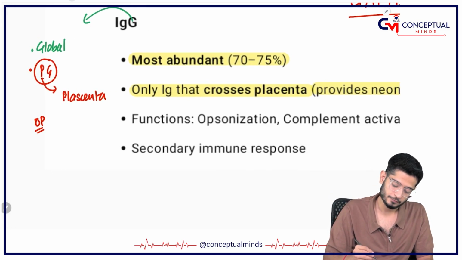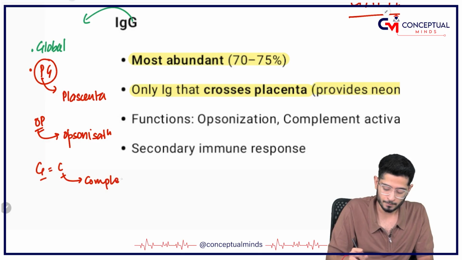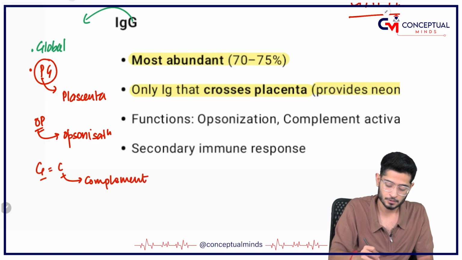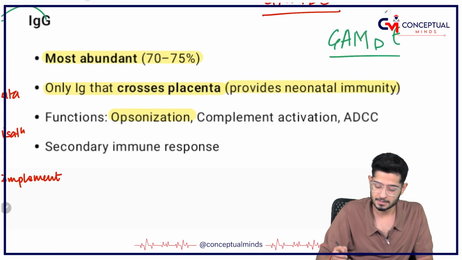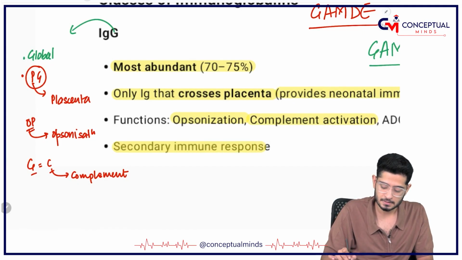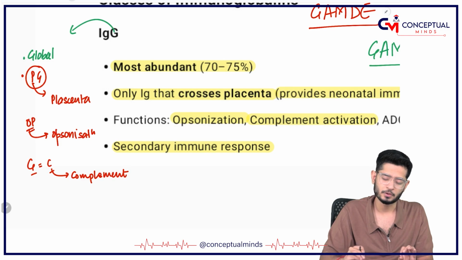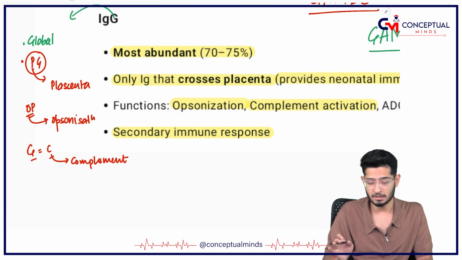One thing you have to remember is that it is responsible for opsonization, and G and C look very similar, so it is responsible for complement activation also. Can you see, it is responsible for opsonization and complement activation, both of them. And one more important thing is that IgG is responsible for generating the secondary immune response. As of now, just remember that IgG is responsible for the secondary immune response.